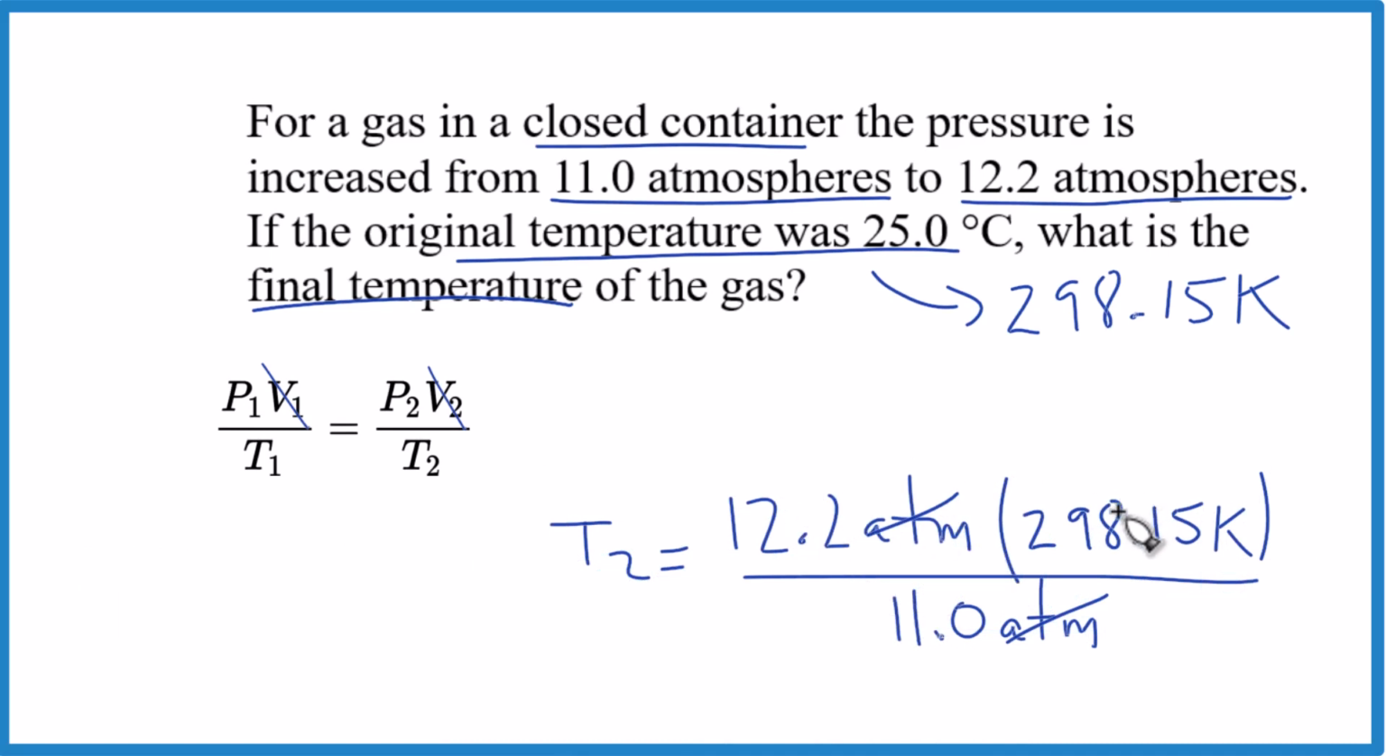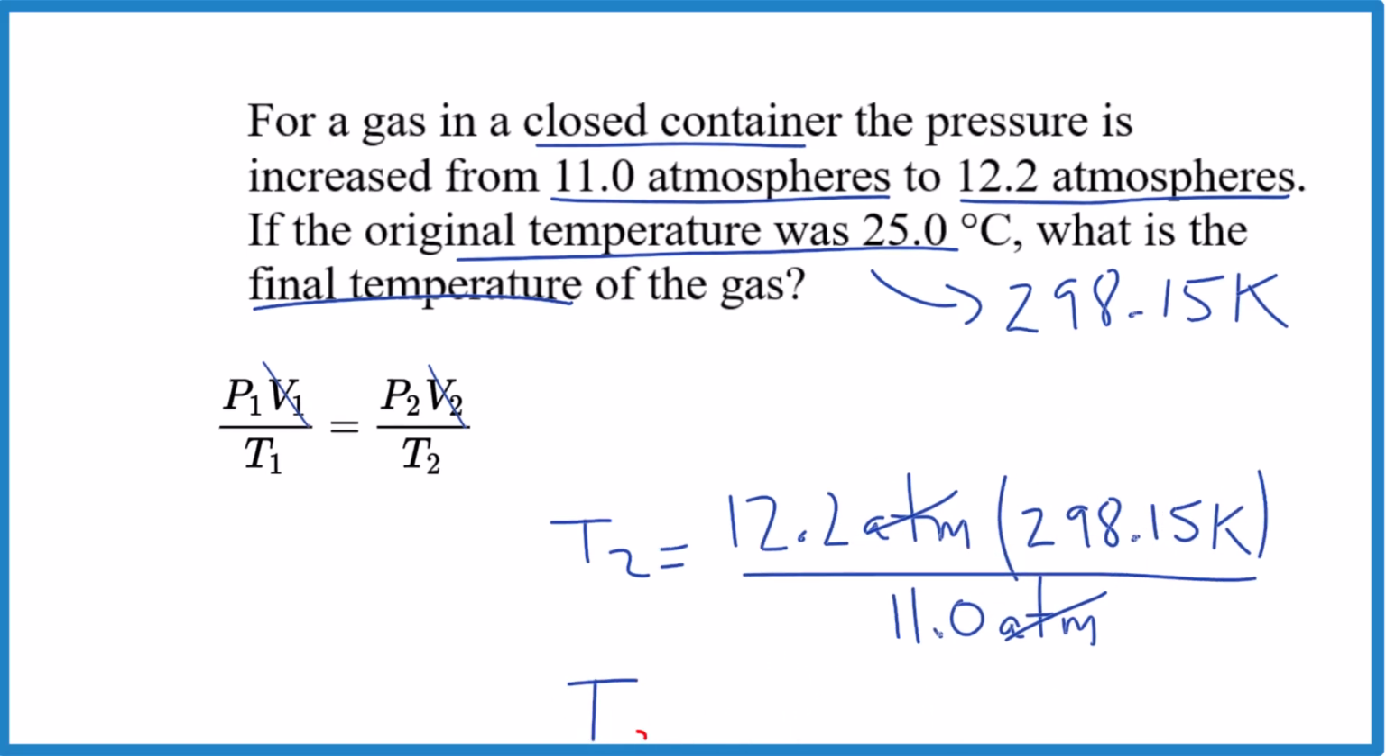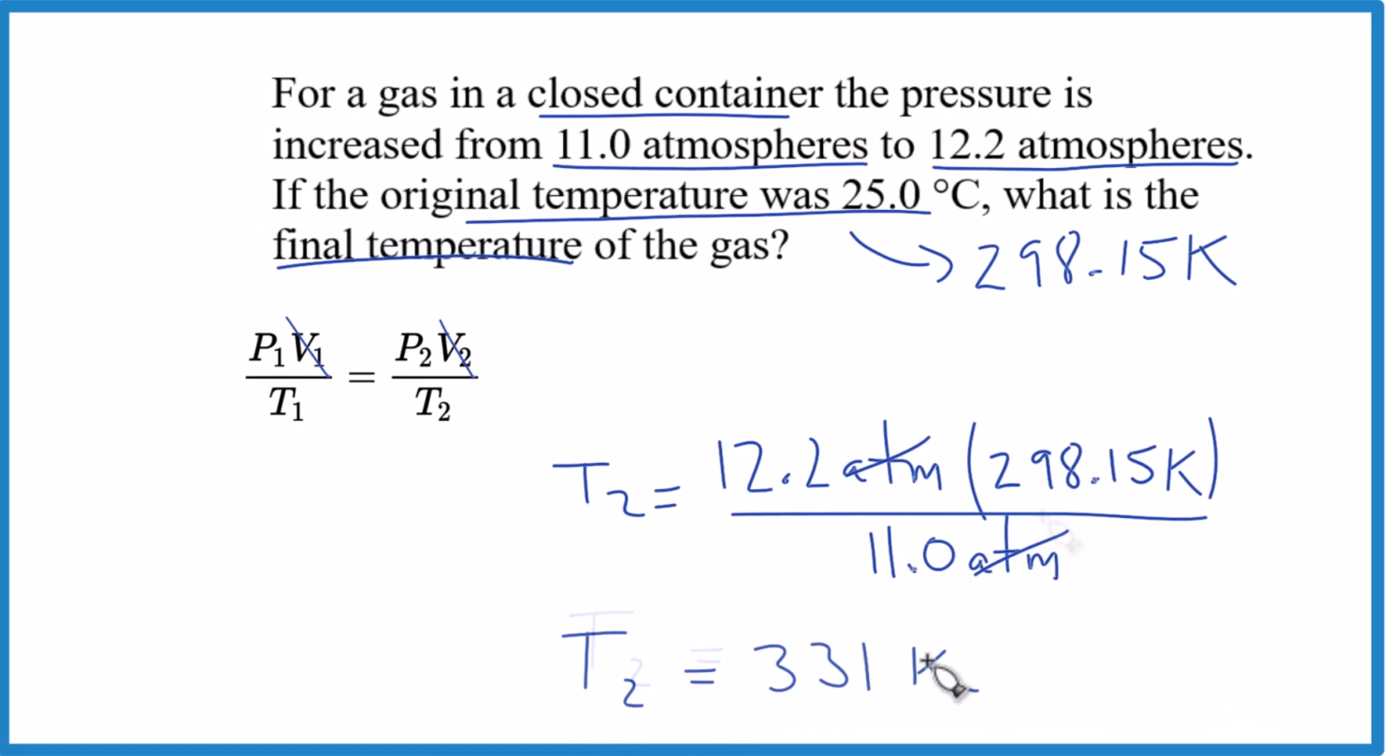So now I multiply the top, get that number, divide by the 11, and I'm left with Kelvin here. Since the atmospheres are gone, T2 equals 331 Kelvin, since I have 3 significant digits here and here.